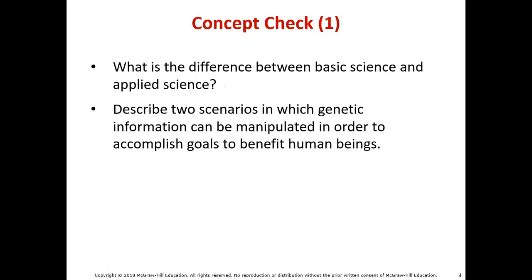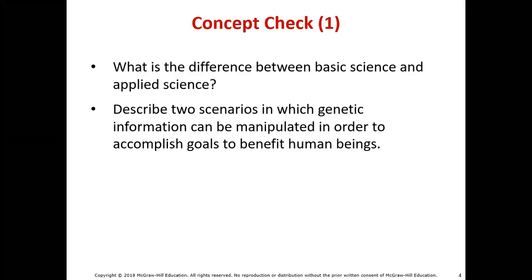Basic science and applied science. What's the difference? Well, basic science is just the research you do all the time. You don't necessarily expect it to pay off in terms of medicine. Applied science, though, is taking what's learned in basic science and using it to develop medical cures for disease and solving other problems.